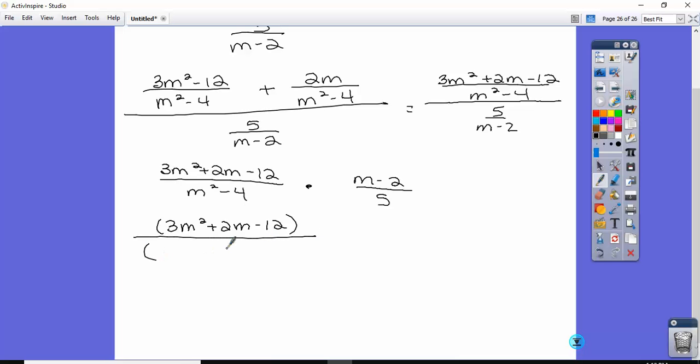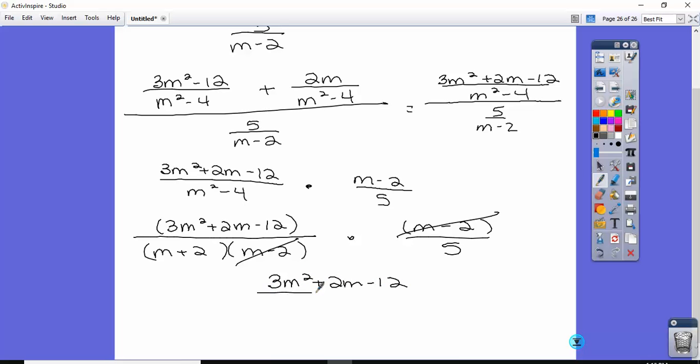M squared minus 4. What would you turn that into? Times, I have my m minus 2 over 5. So we're multiplying. What cancels out? So we're left with 3m squared plus 2m minus 12 over 5 times the m plus 2. You could distribute that if you wanted, but you don't have to.